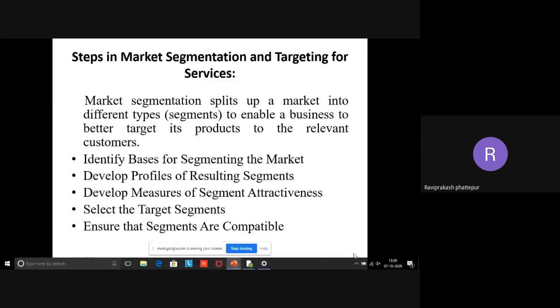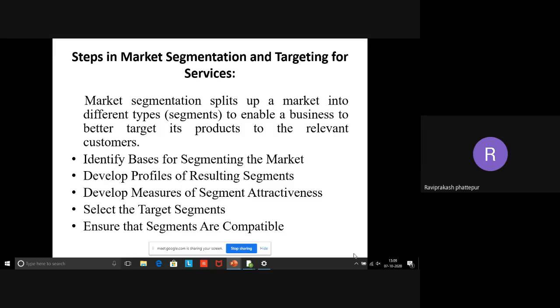Market segmentation? Market segmentation is splitting up the market into different types or segments, basically to enable a business to better target its products to the relevant customers. So this is what market segmentation is. It is basically splitting up of the market into different segments where you can better give your services to the targeted audience. Audience in the sense your relevant customers.